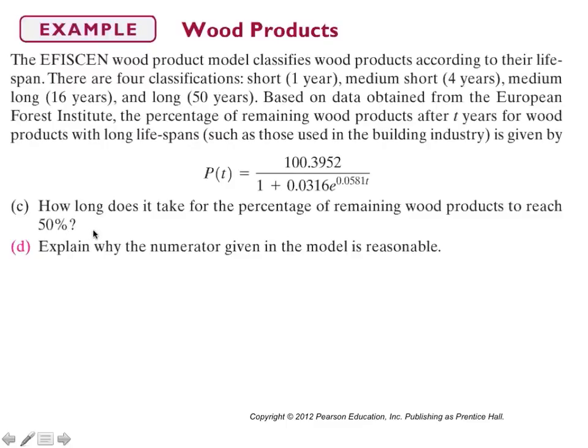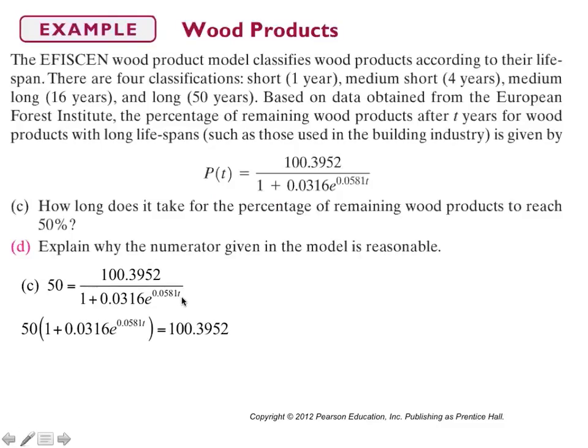Okay, now let's answer how long does it take for the percentage of remaining wood products to reach 50%. So what we're actually going to do is plug 50 into the left-hand side, because now we know what percentage remains. It's going to be 50%. And then we have 50 equals 100.3952 divided by 1 plus 0.0316 e to the 0.0581 t power.